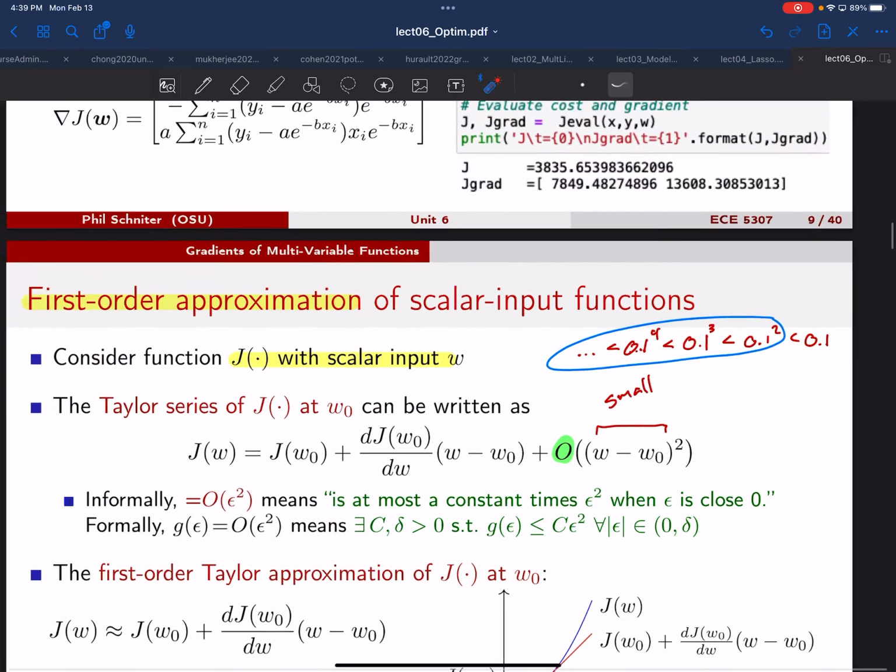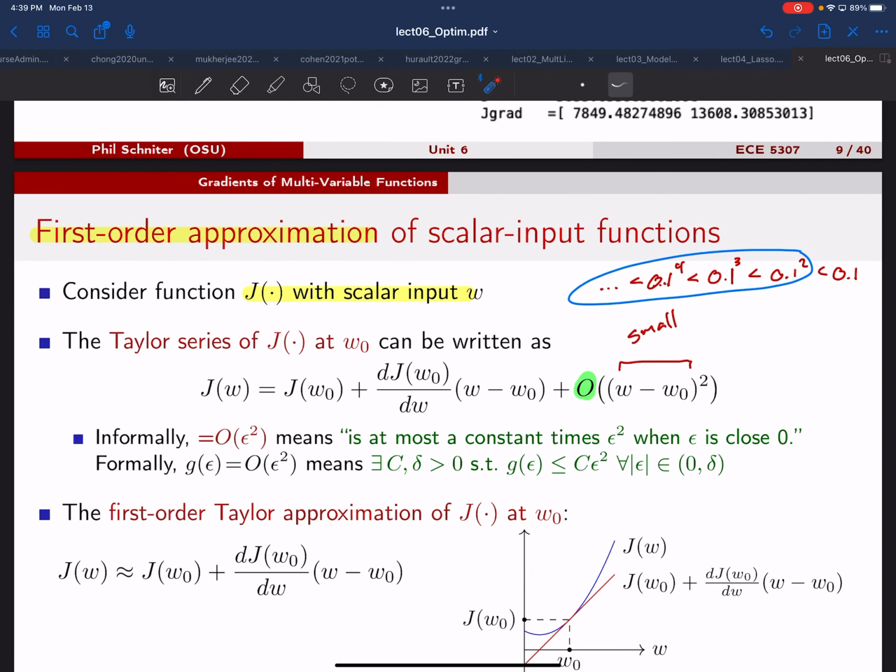Okay, now what exactly does this big O mean? There's an informal way, which I think is a nice way to remember it. If you say that a function is order epsilon squared, then that means that function is at most a constant times epsilon squared when epsilon is close to 0.